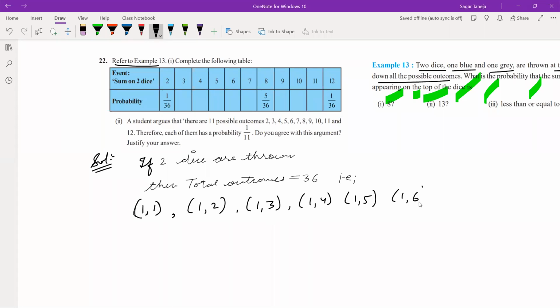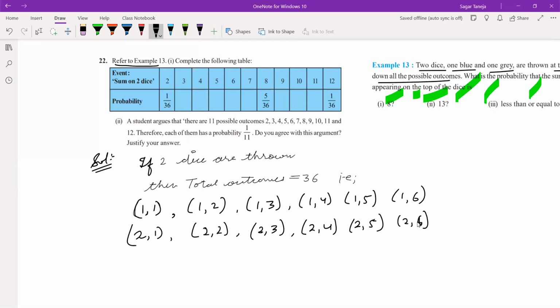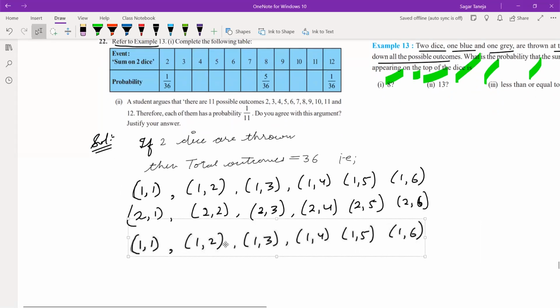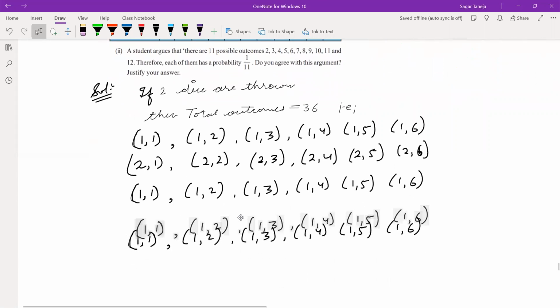1, 1, 1, 2, 3, 4, 5. Can these be outcomes? On one dice I'm getting one again and again, and on the other dice I am getting 1, 2, 3, 4, 5, 6. So these can be the outcomes. After this, another 2, 1. See, you will not find any repeated outcome. These all are unique outcomes, different. 2, 4, 2, 5, and 2, 6. This way we can write. Just wait, do not write, just see.